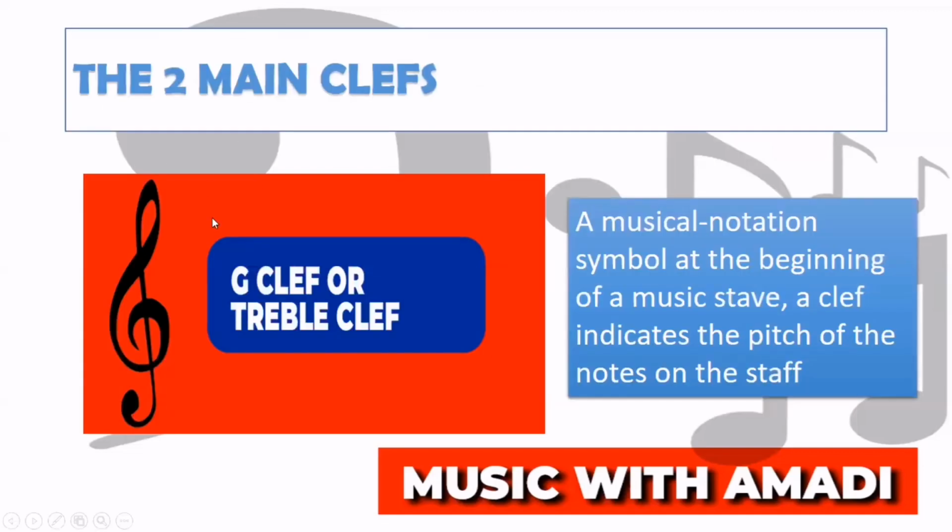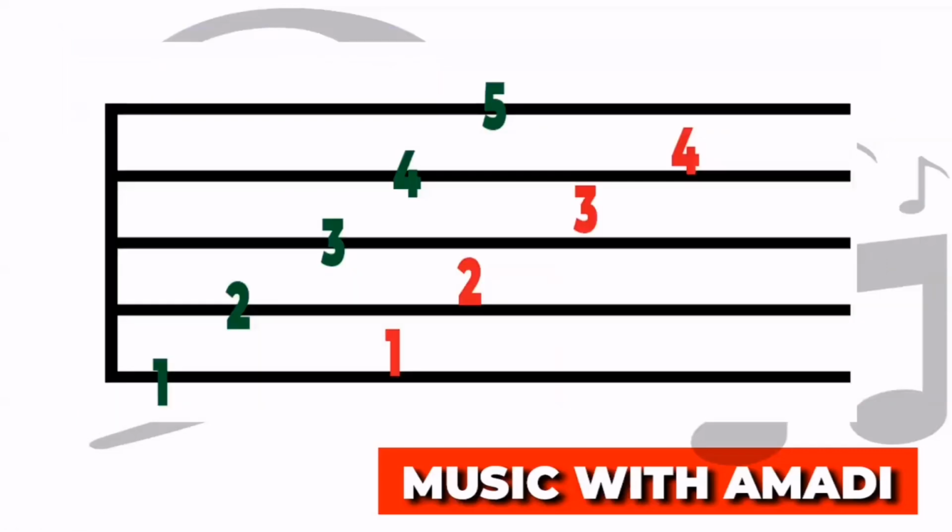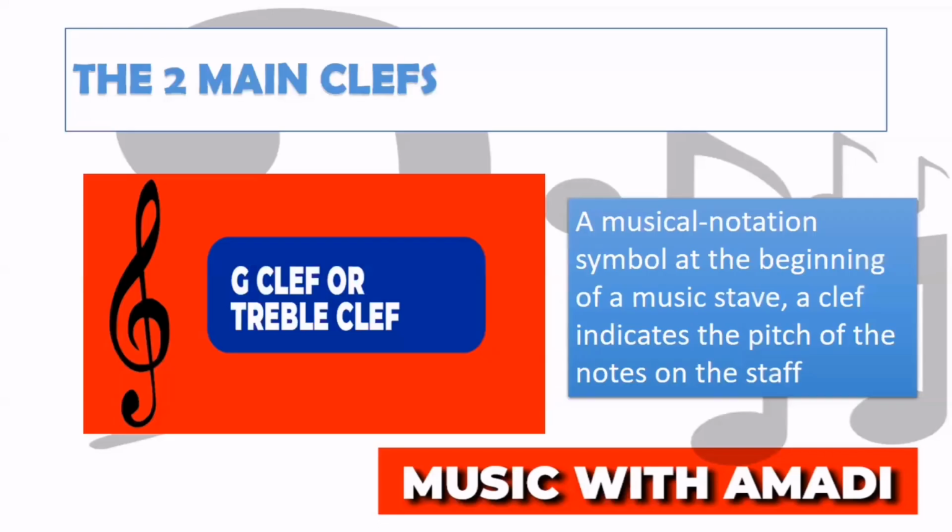So in music, we have 2 notations at the beginning of a music staff or stave. A clef indicates the pitch of the music staff. When this music notation, which is a clef, is included on a staff, it gives the lines and the spaces a particular pitch. They will no longer be numbered. They will start taking a particular pitch.